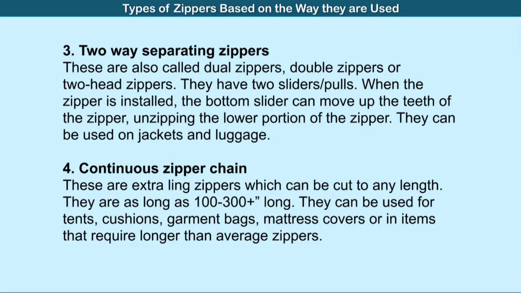Continuous zipper chain. These are extra long zippers which can be cut in any length. They are as long as 100 to 300 plus inches long. The extra long zipper chains are used for tents, cushions, garment bags, mattress covers, etc., or anywhere that needs longer than average zippers.